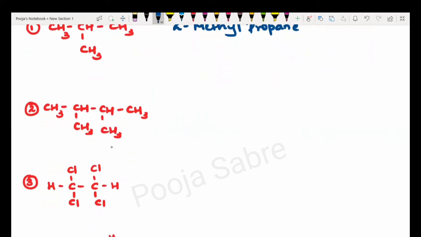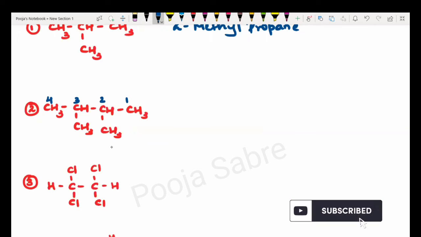The second example, the numbering I will start from 1, 2, 3, 4. Now in this case, children, either you can start it from right to left or left to right. In both the cases, you will be getting the position as 2, 3. So the position of both the substituent is 2, 3 hyphen, and then the prefix will be dimethyl butane.